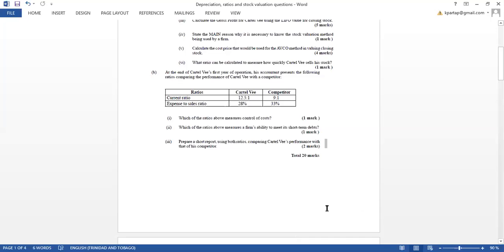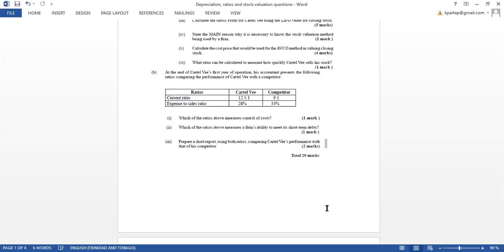So current ratio is looking at how well the business is able to pay its current liabilities. So we're looking at current assets over current liabilities for current ratio. When we look at expense to sales, we are comparing our expenses to our sales, and to get the percentage, we just multiply by 100. So expenses over sales times 100. So if we want to know the ratio to control cost, the one that is dealing with cost is obviously the expense to sales ratio, because expenses are the cost that the firm is going to incur.